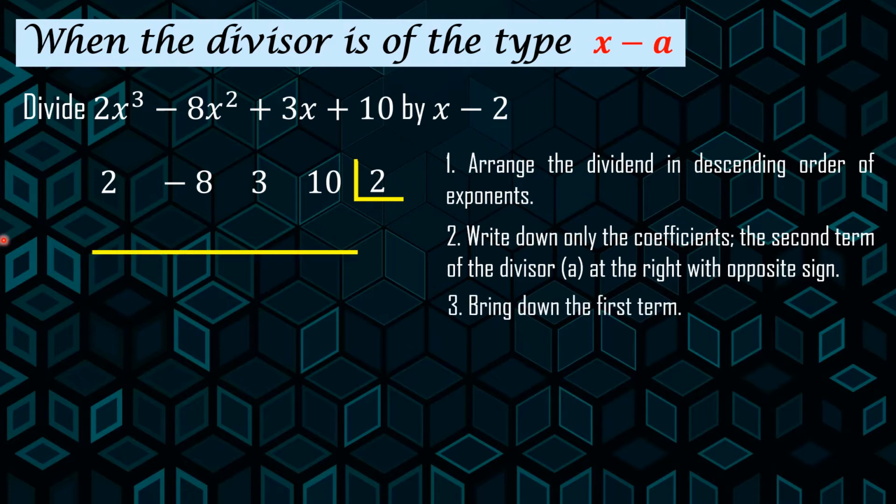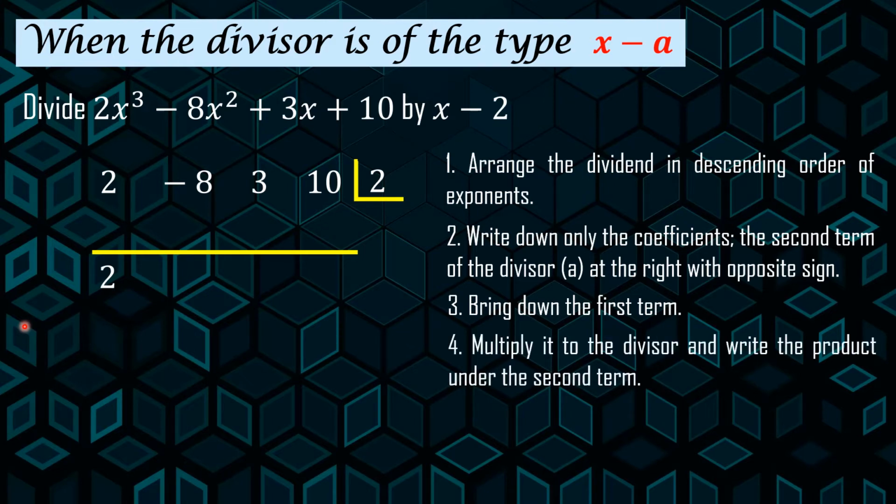Third step is to bring down the first term. The first term is 2. So let us just bring down number 2 and then let us proceed to the fourth step. Multiply it to the divisor and write the product under the second term. So ang binring down natin na first term ay imumultiply natin sa divisor which is 2. And then ilalagay natin yung product ng dalawang numbers under ng second term which is -8. So 2 times 2 is 4, and then isinulat natin siya under ng second term which is -8.